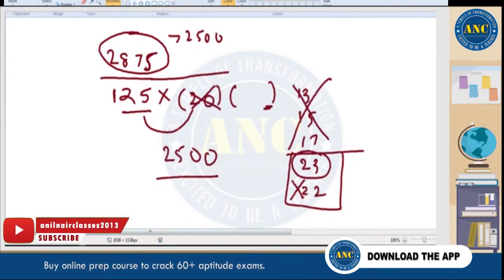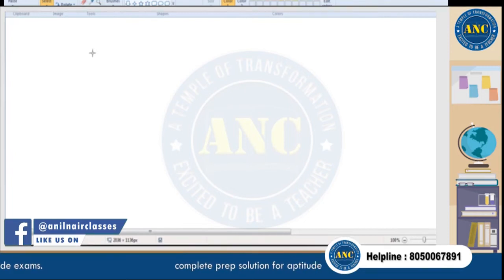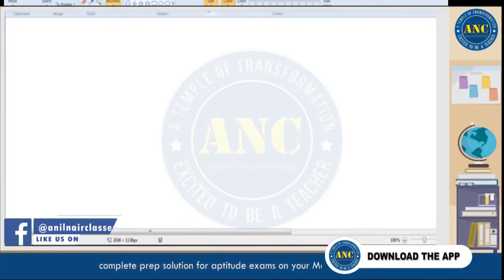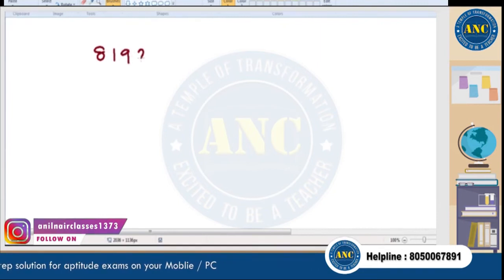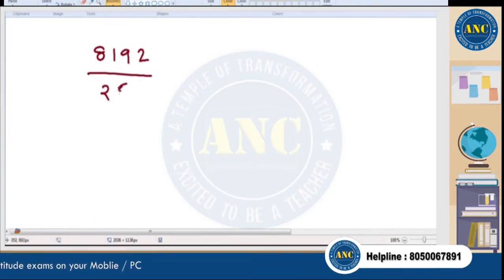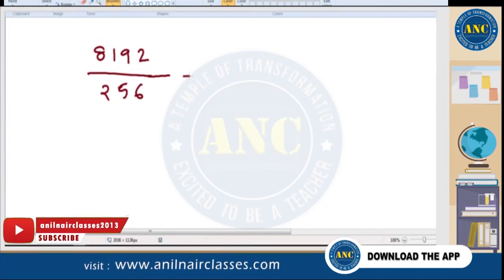Okay, sir. So let me take one more example based on that. So this was the previous question. Now let us move on to the next question, sir. The question is like this: 8192 by 256.